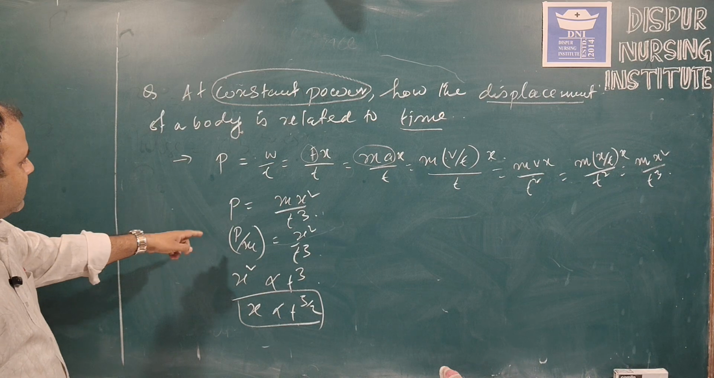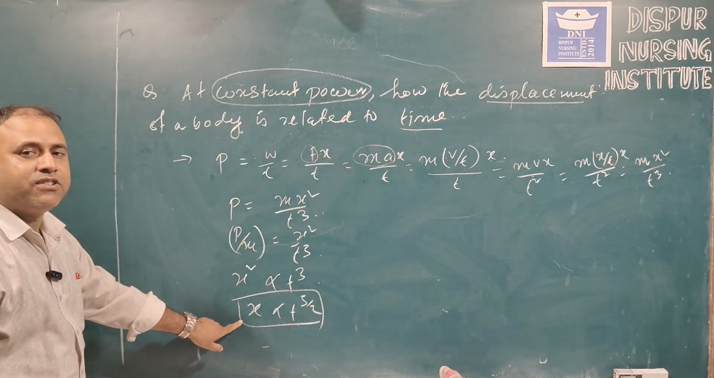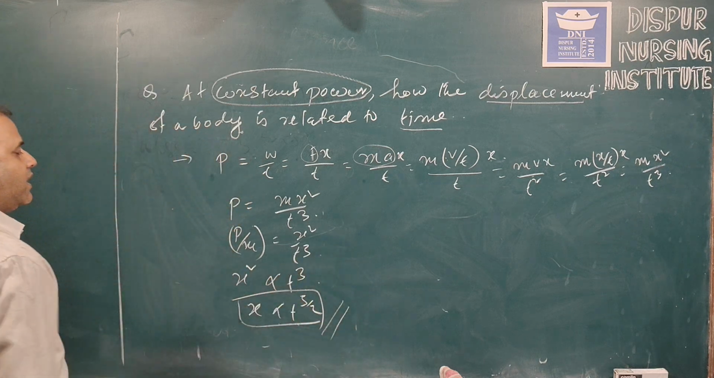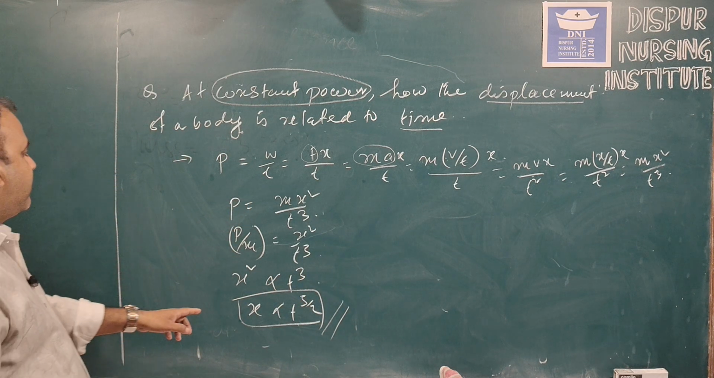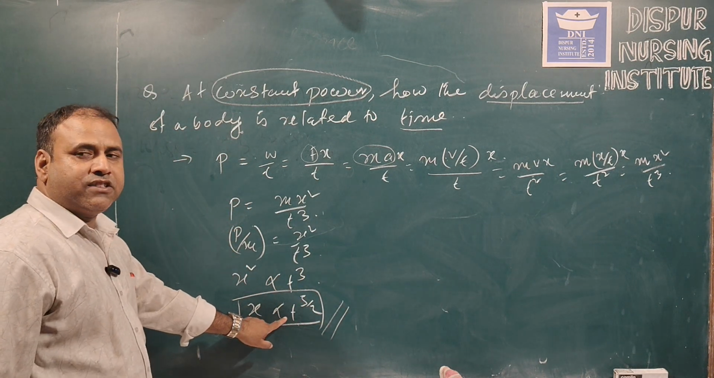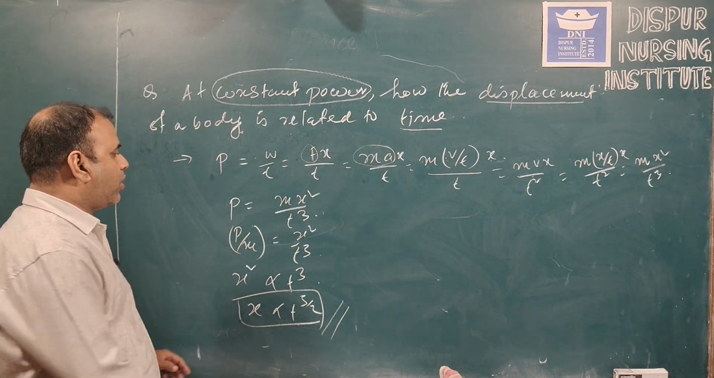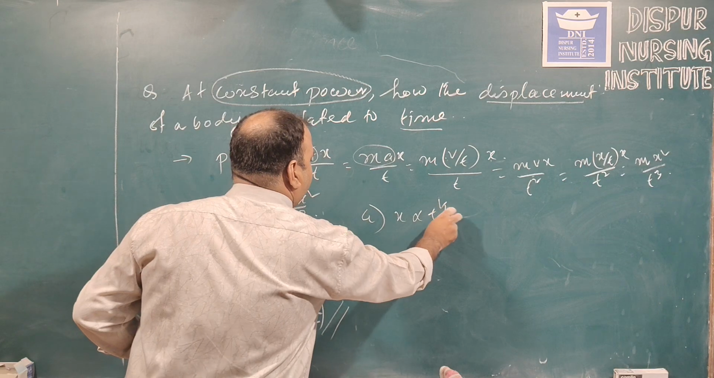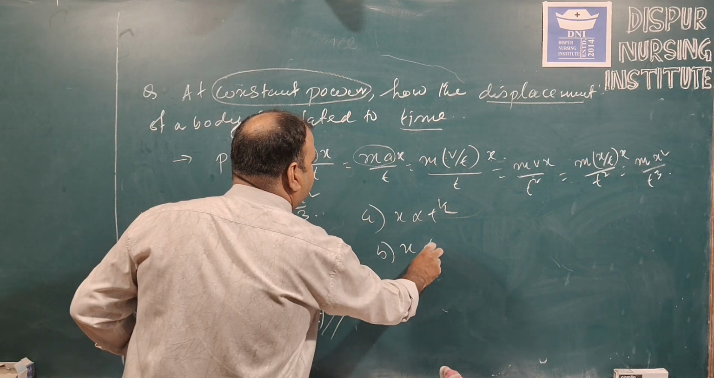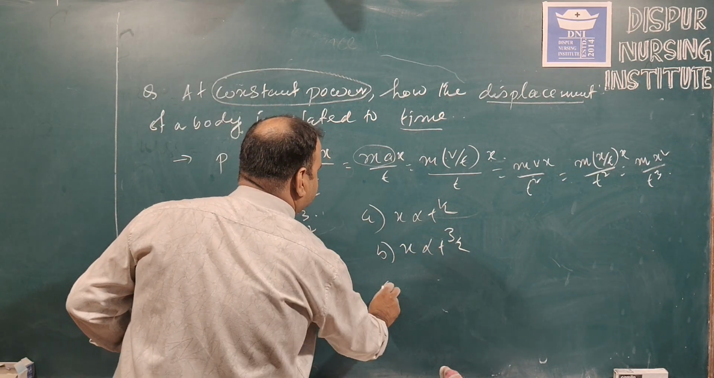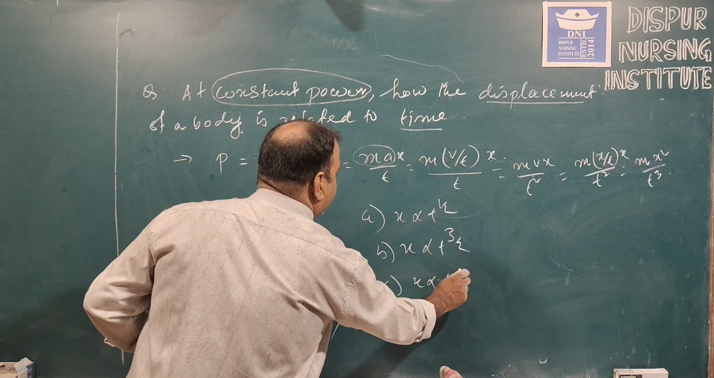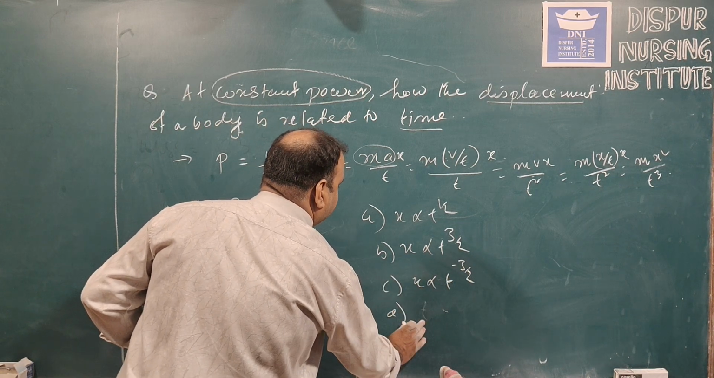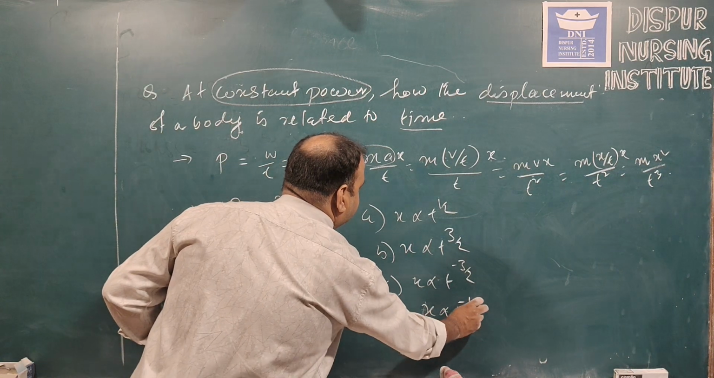So from the given relations, finally we are getting the relation between the displacement and time, and this is the correct option, you always remember. In the form of options it may be given: A, x is directly proportional to t square; B, x is directly proportional to t to the power half; C, x is directly proportional to t to the power 3 by 2; and D, x is directly proportional to t to the power minus half.